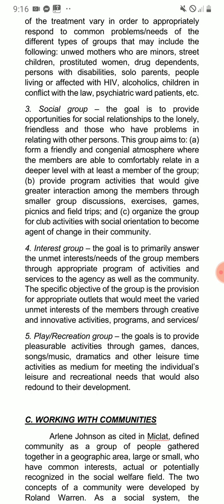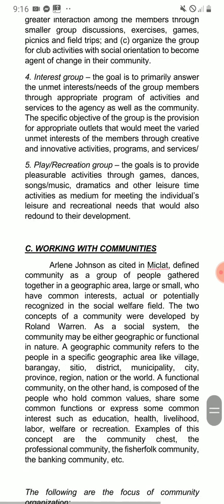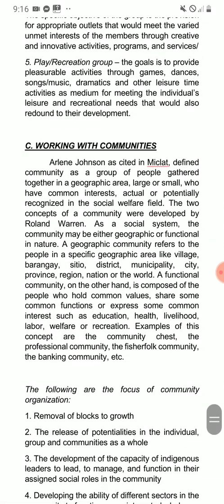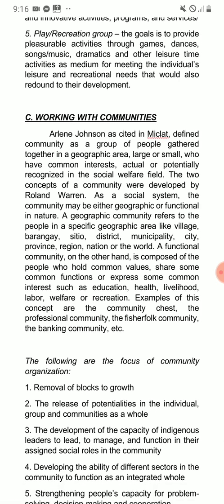So, pwede natin silang i-involve sa mga ganitong klaseng social group work. And the very last thing is working with communities. Okay? So, working with communities, ang community po, pwede po itong geographic, okay, o pwede itong functional community. A geographic community, ito po yung people, these are the people in a specific geographic area like village, barangay, city, or district, municipality, city, province, region, or nation, or the world.